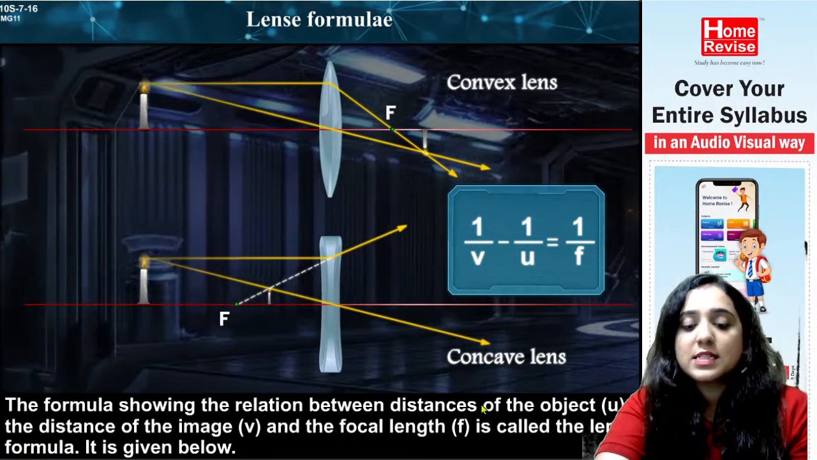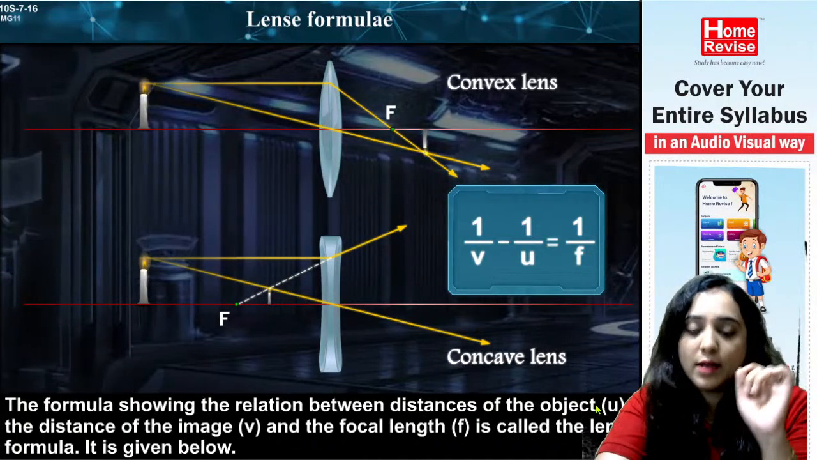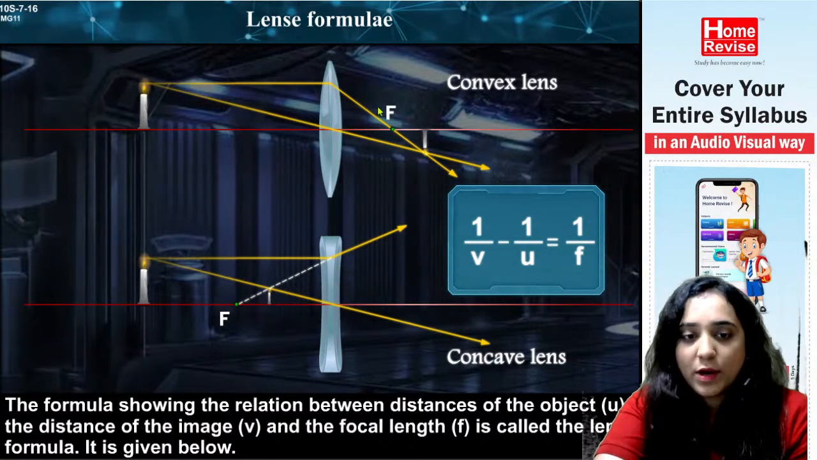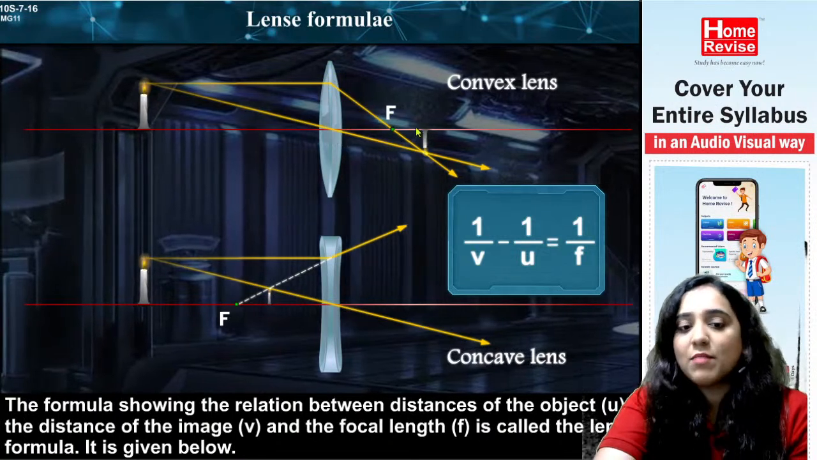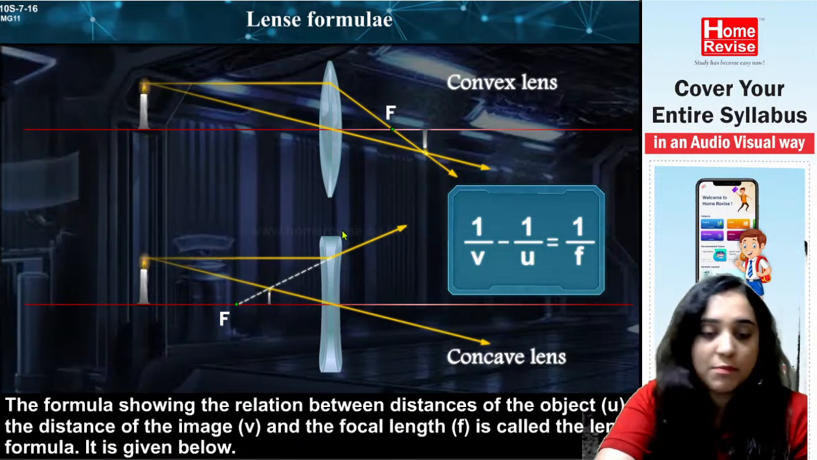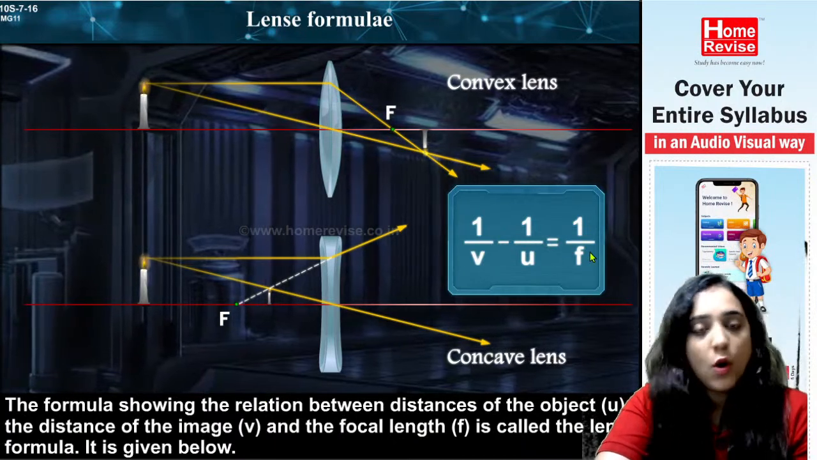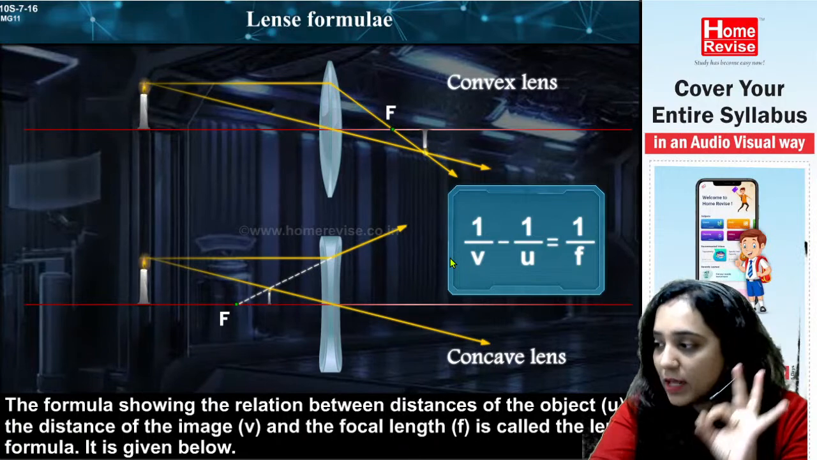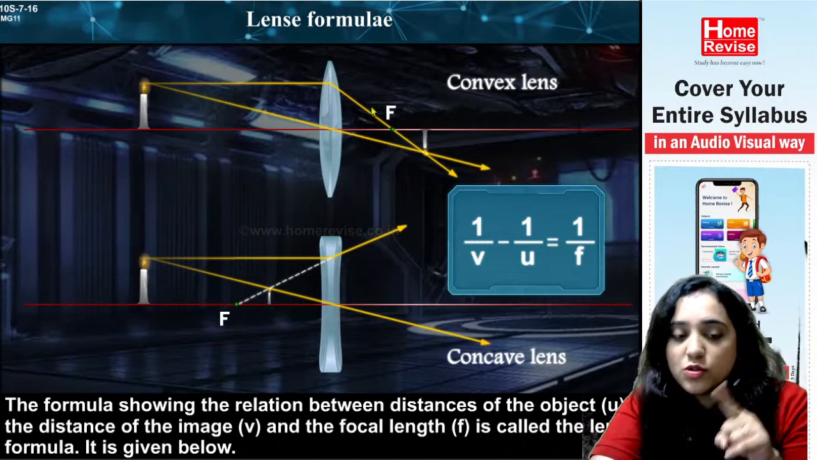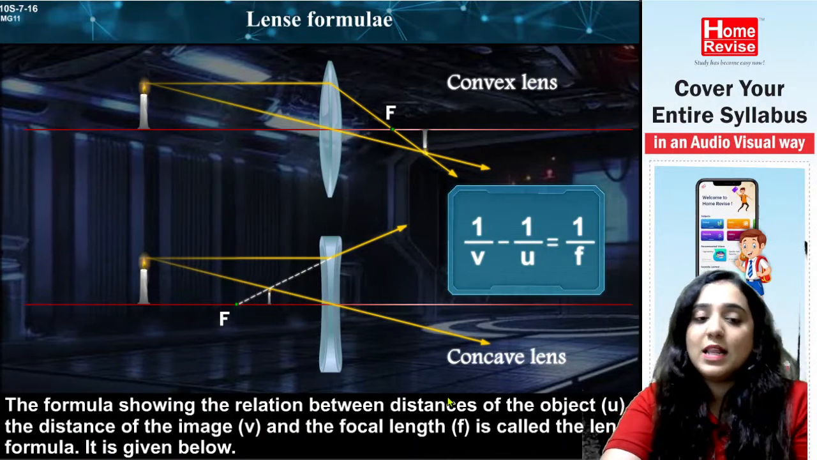The first is the distance of the object. The distance between the lens and where the object is kept is noted as u. The distance of the image is where the image is formed, like for the convex lens the image forms here, and for the concave lens the image forms here. The distance of the image is v, and the focal length is f. So by using these three things, u, v and f, you should know what is u, what is v, and what is f.